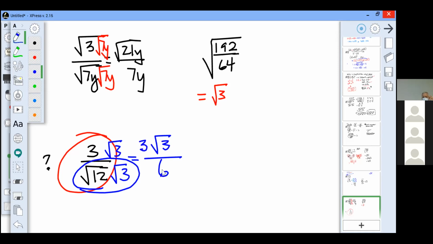And it's now really simple. Because if you use the square root of 12, the square root of 12 technically has a perfect square factor of 4 in it.